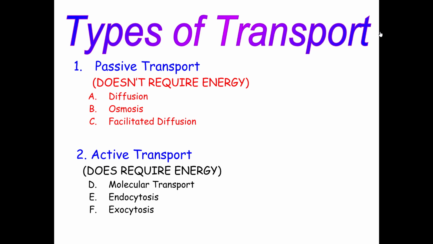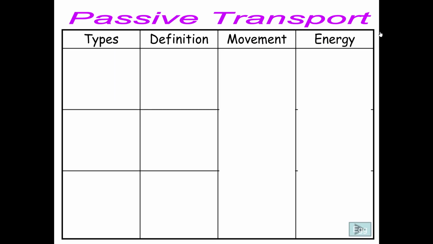Active transport does require energy. Now, active transport, it says in the name, if I'm active, that means I'm running around and I'm using energy. So active transport requires energy. These include molecular transport, endocytosis, and exocytosis. Remember, if you need to pause this to write, please do so, and then go ahead and hit play and move on. So we're going to focus on passive transport first.